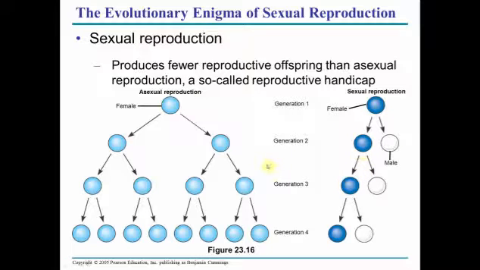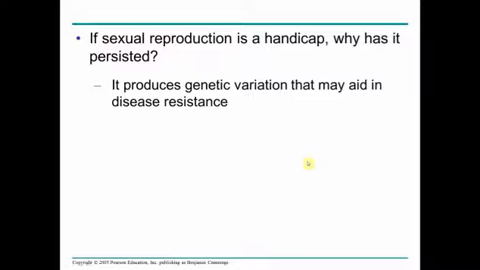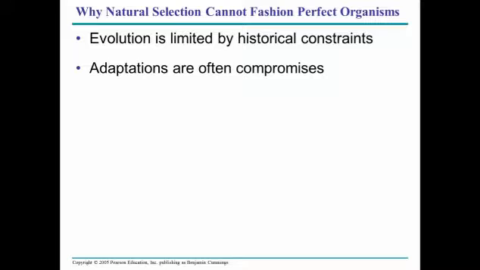Why does sexual reproduction even still exist? We've talked about the benefits of asexual reproduction. Look how many offspring you can produce. Sexual reproduction is not so good because you don't produce very many offspring. This reproductive handicap, if you like. Why has it persisted? Well, sexual recombination promotes genetic variation that in part can aid in disease resistance. Offspring are going to be different, and some are favored over others.